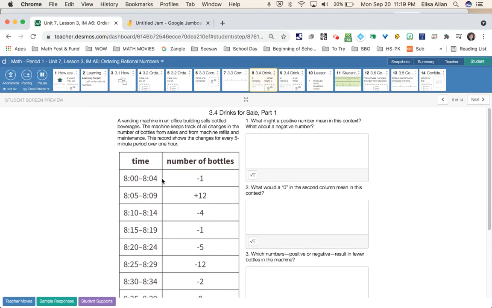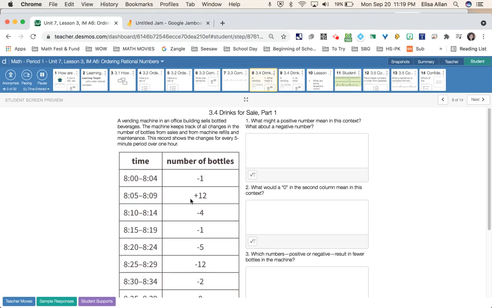And so here we can see what's happening is the change every 5 minutes. So from 8 o'clock to 8:04, you'll see there's a -1. And if it's a change of -1, you could imagine that one bottle has been bought and basically the water or the soda, whatever it might be, the bottled beverage, is now out of the machine and so is now a -1 change from what it used to be.